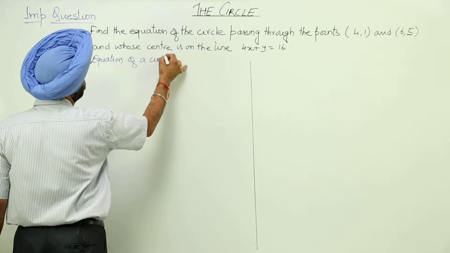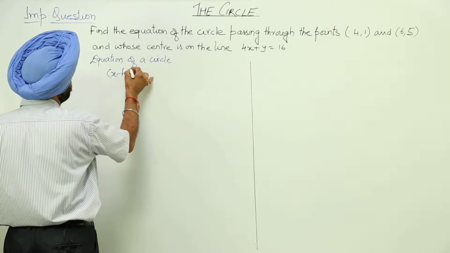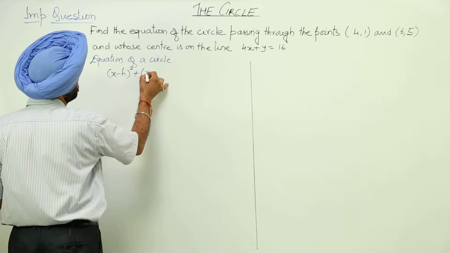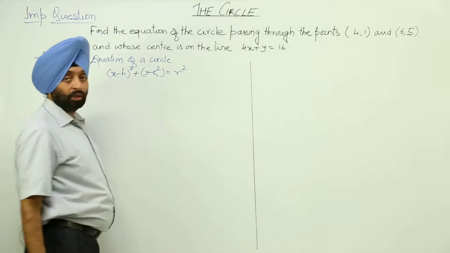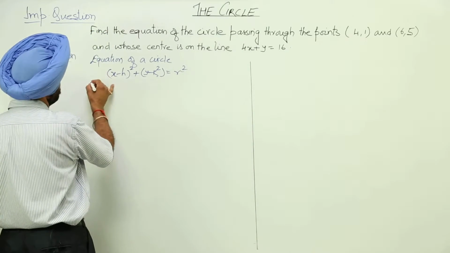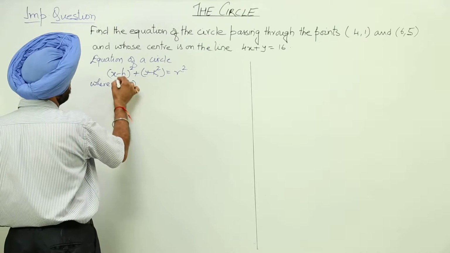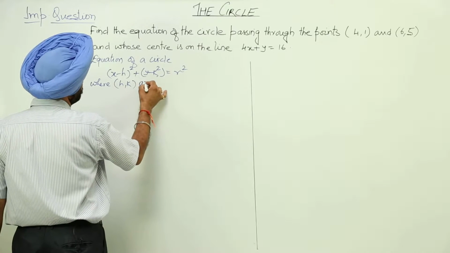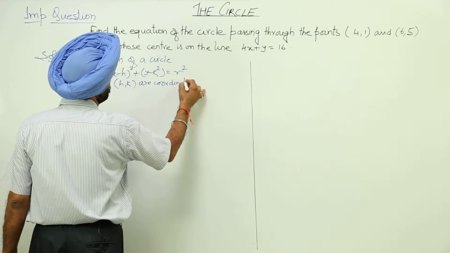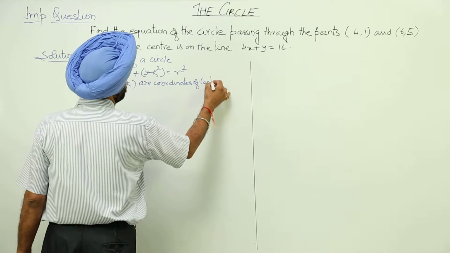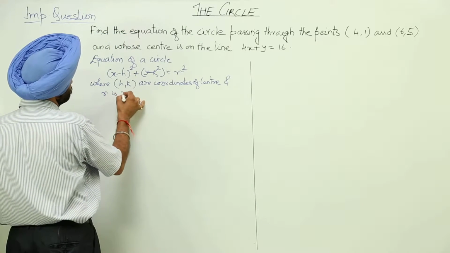We have already gone with the standard form and general equation. So, (x − h)² + (y − k)² = r², where (h, k) are the coordinates of the center, and r is the radius of the circle.